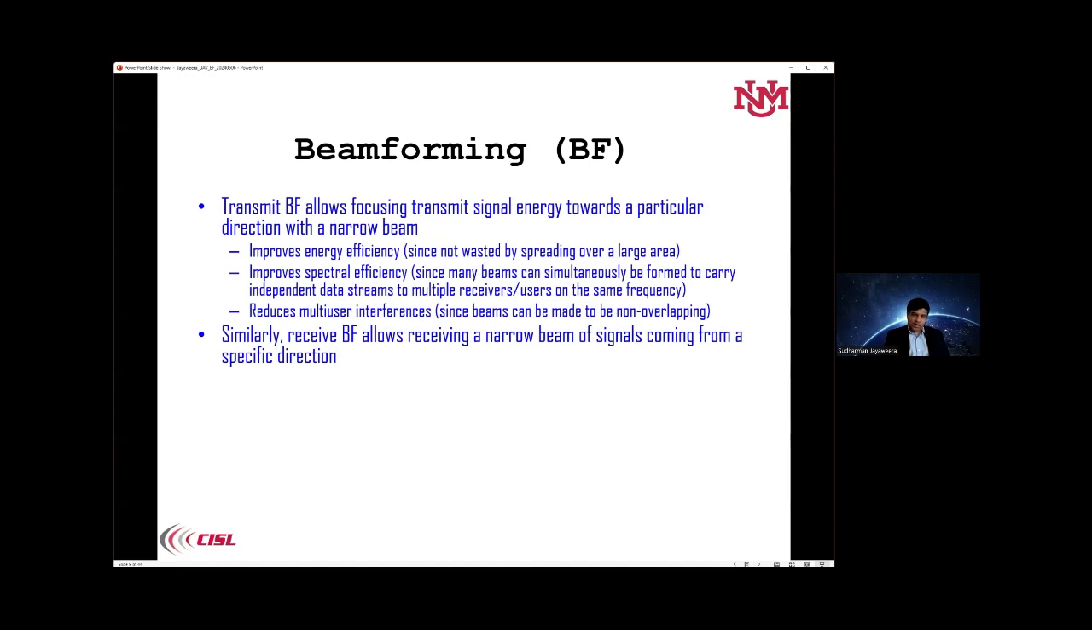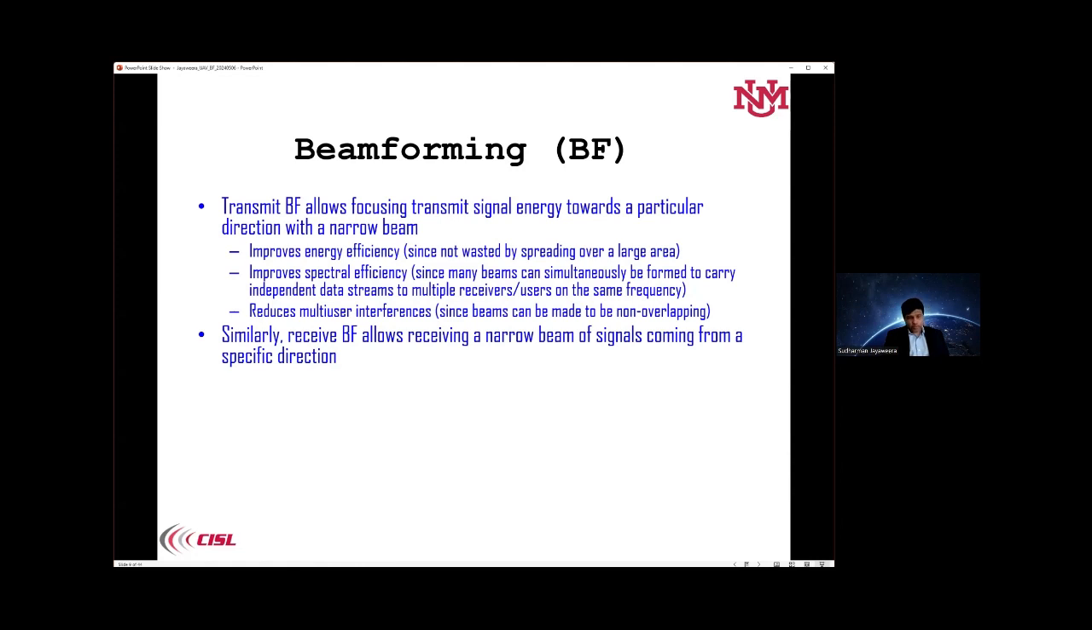If you are a receiver, you can actually point your antenna array to receive the signal energy from a particular direction. If you can do this, then it helps improve performance in several ways. For example, it improves the energy efficiency, because now you are not transmitting in all 360 degrees as in an omnidirectional antenna, but you are pointing energy in a particular direction in a very narrow beam, so you don't have to increase your transmit power to maintain the same signal to noise ratio at the receiver.